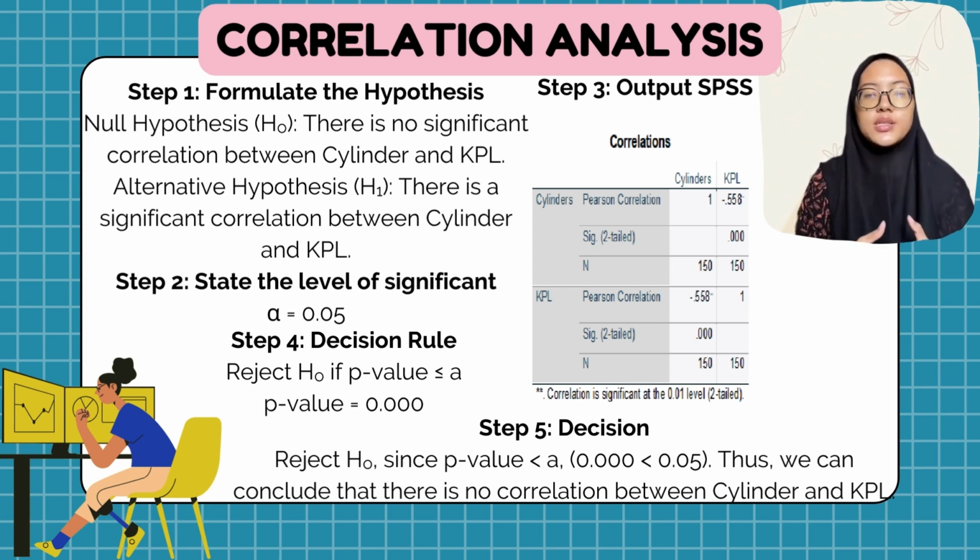The output from SPSS revealed a Pearson correlation coefficient of negative 0.558 between cylinder and KPI, with a corresponding 2-tailed p-value of 0.000. Since the p-value was less than the significance level, the decision rule dictated the rejection of the null hypothesis. Therefore, it was concluded that there is a significant negative correlation between the number of cylinders and fuel efficiency, KPI. The negative correlation indicates that as the number of cylinders increases, fuel efficiency tends to decrease. This supports the idea that changes in the number of cylinders are related to changes in kilometers per liter.